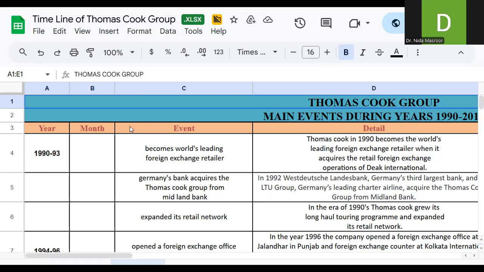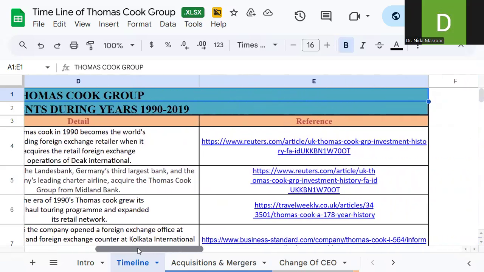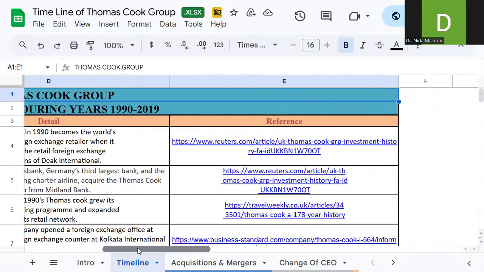So for that matter, the first column is of year and month. In this particular timeline, they are reported separately, but you can make it in a single column as well. The second is the event, and that should be just a few words, the main keywords as a heading. For example, became world's leading foreign exchange retailer, or acquisition of a certain organization. The third column would be the details of that event, and the fourth column that you must mention is the reference of that event.